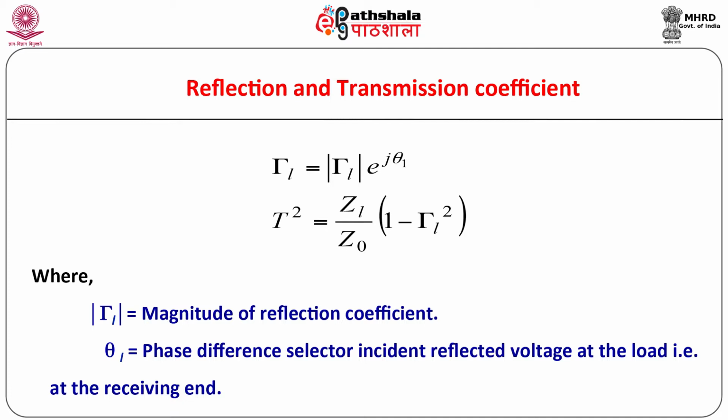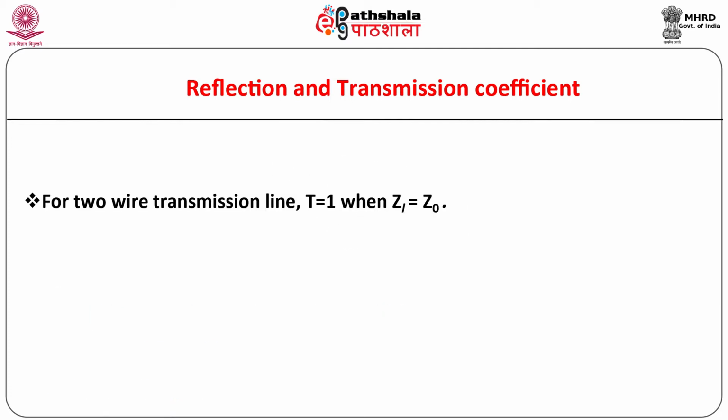The reflection coefficient τ and the transmission coefficient T are related through the relation as shown, namely T square is equal to ZL upon Z0 into 1 minus τL square. Since for a two wire transmission line, infinite load impedance implies T equal to 1, that is no reflection, we will have to select ZL is equal to Z0. When this requirement is fulfilled, the transmission line is described as a matching pair of transmission line.